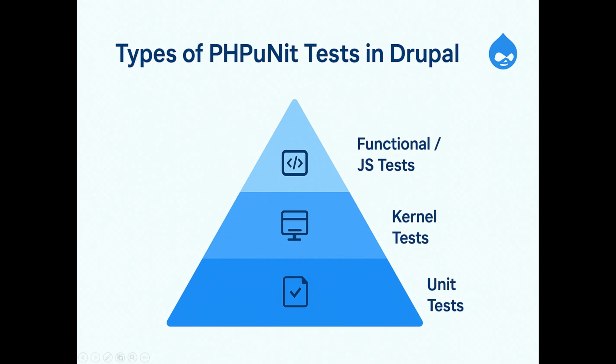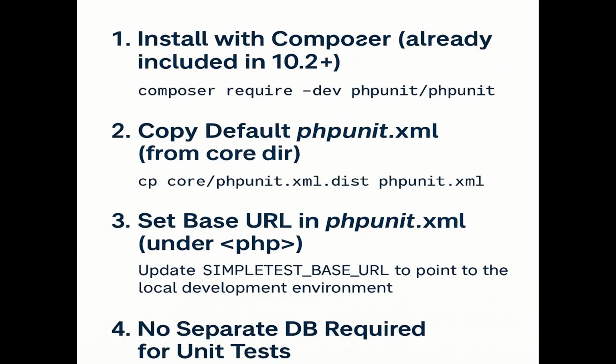The key takeaway: you should have a lot of unit tests, fewer kernel tests and even fewer functional or JS tests, so you balance coverage with speed. Always think pyramid structure when planning your test suite in Drupal.